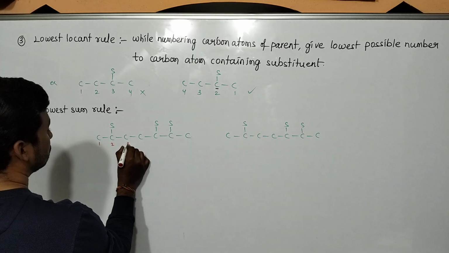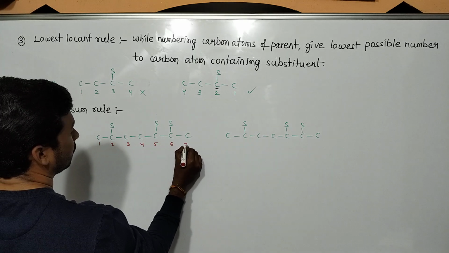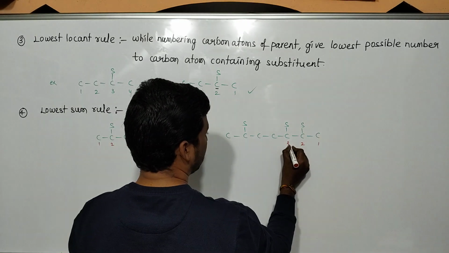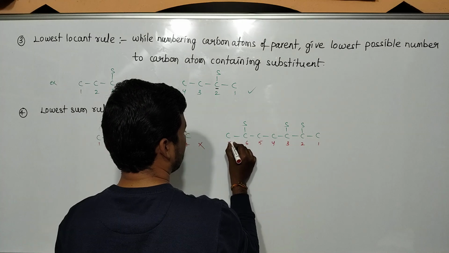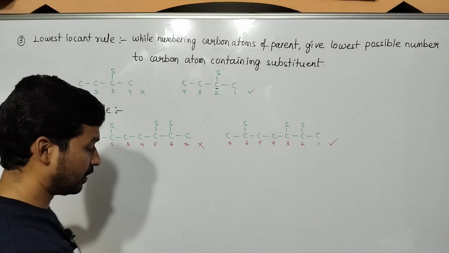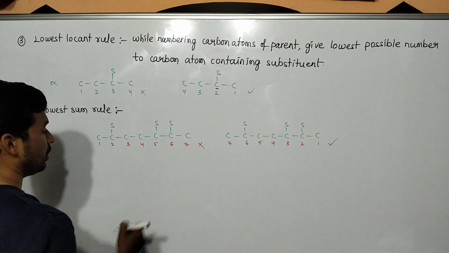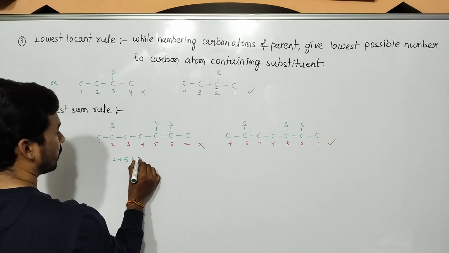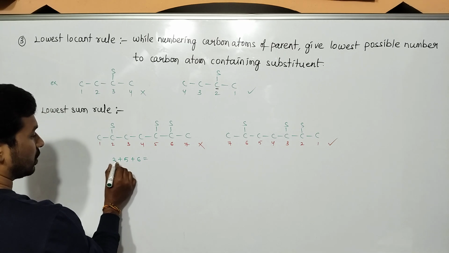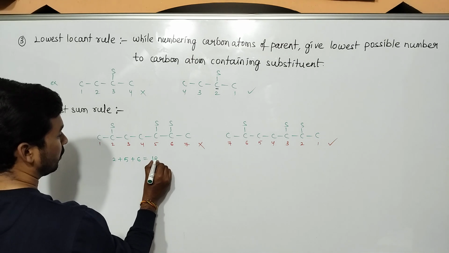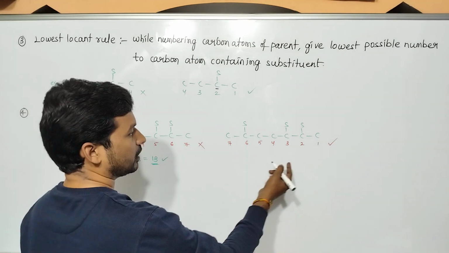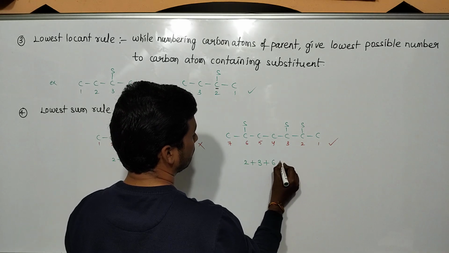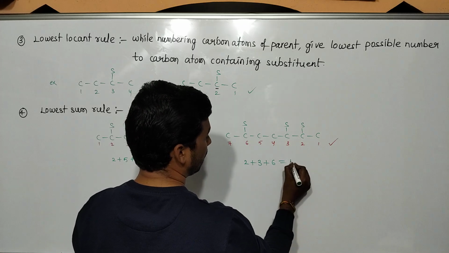So if 1, 2, 3, 4, 5, 6, 7, this one becomes wrong. 1, 2, 3, 4, 5, 6, 7, this one will become correct. Why? See this. If you give numbers, what are the locant positions? Second carbon is a locant, fifth carbon is a locant, and sixth carbon is a locant. The sum becomes 2 plus 5, 7, 7 plus 6, 13. The sum becomes 13 here. If you give numbers like this, locant positions are 2 plus 3 plus 6: 2 plus 3, 5, 5 plus 6, 11.